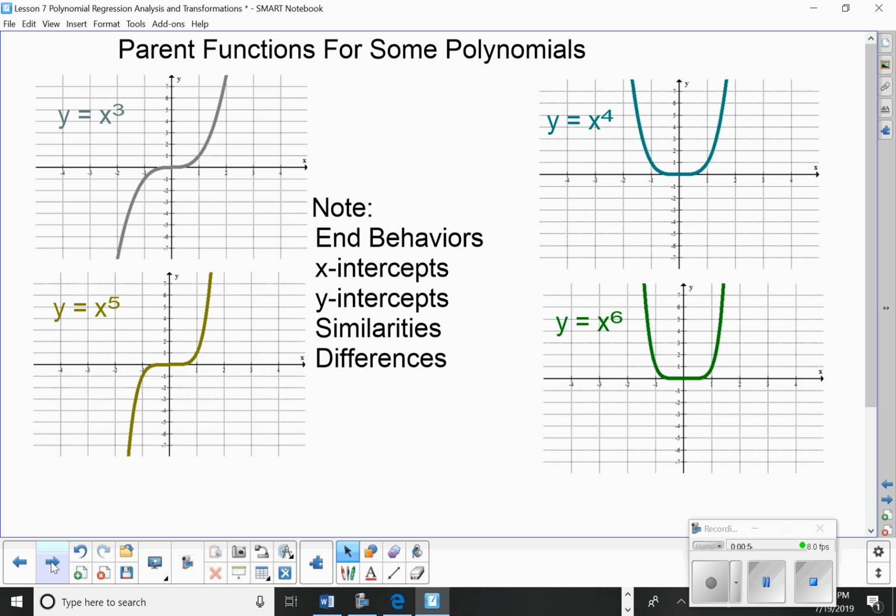Everything starts out at the origin and then goes right one, up one. The next one, when you go right two, depends on whether you're squaring it, cubing it, or raising it to the fourth, fifth, or sixth power.